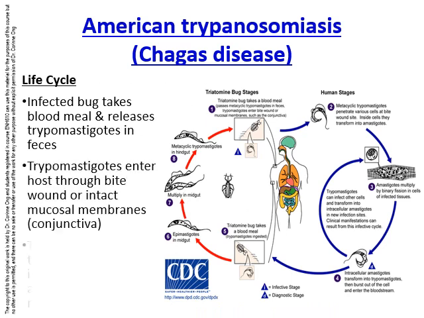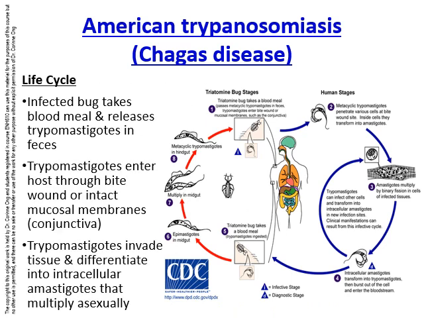The life cycle of Trypanosoma cruzi is also rather complex. Let's look at the right side of the diagram with the blue arrows. An infected bug takes a blood meal, releasing trypomastigotes in its feces. Trypomastigotes enter the host either through bite wounds or intact mucosal membranes, usually the eyes, when they are rubbed accidentally. Trypomastigotes invade tissue and differentiate into intracellular amastigotes that multiply asexually.